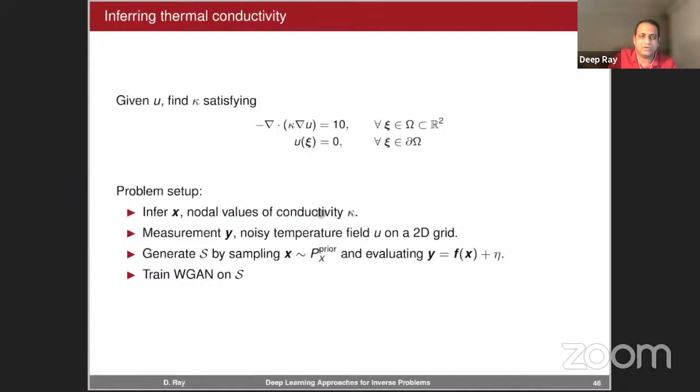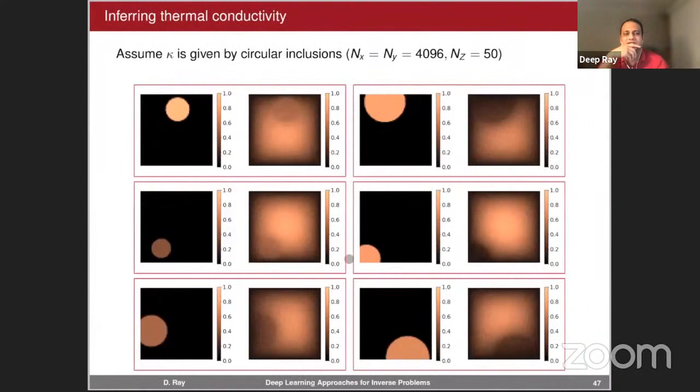Let me show you how this can work for a particular kind of prior. In this case, we assume that kappa is given by circular inclusions. It has some background value of kappa, and on the circle, it has some other value of kappa. We assume this circle can take a random position in your domain, and even the size of the circle can be different. You use this kappa, solve the heat equation problem, and add noise to it. That gives you the Y.